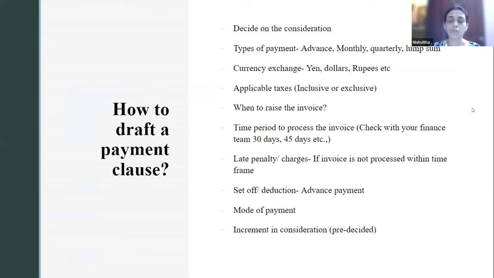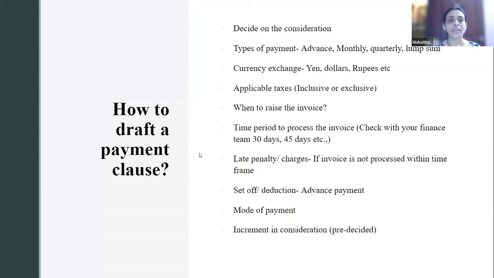Next is the type of payment. In a few circumstances, the payment may be one month after rendering service, quarterly, half yearly, annual payment, or at times an advance payment. Do check on this because your agreement has to clearly mention whether it is an advance payment, later payment, monthly payment, quarterly payment, whatever. It is important to mention that.